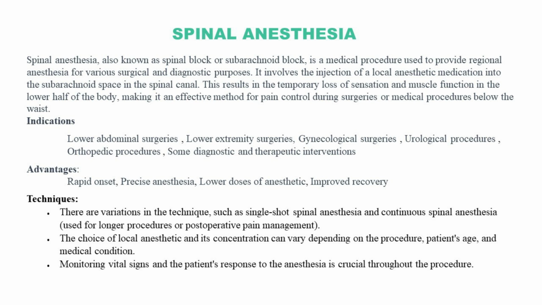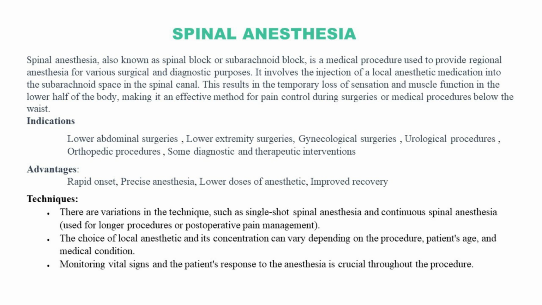2. Indications. Spinal anesthesia can be used for a wide range of surgical and diagnostic procedures, including but not limited to lower abdominal surgeries, for example, cesarean section, hernia repair, prostate surgery. Lower extremity surgeries, for example, knee or hip replacements. Gynecological surgeries, for example, hysterectomy. Urological procedures, for example, bladder surgeries. Orthopedic procedures, for example, joint surgeries. Some diagnostic and therapeutic interventions, for example, myelograms.